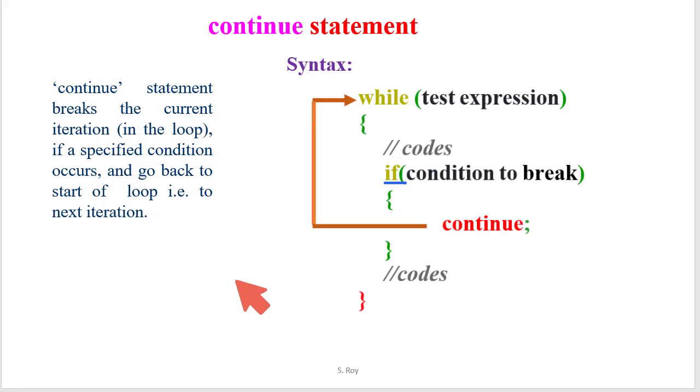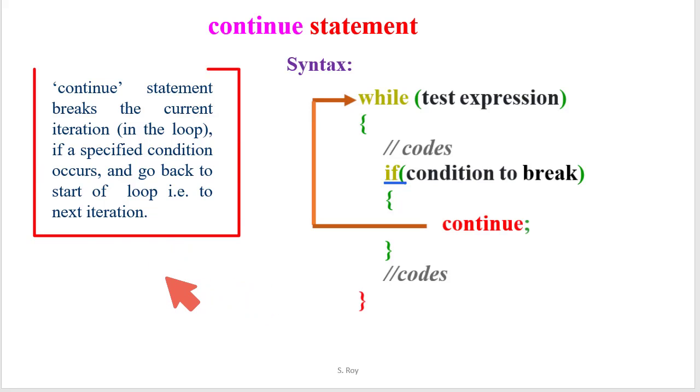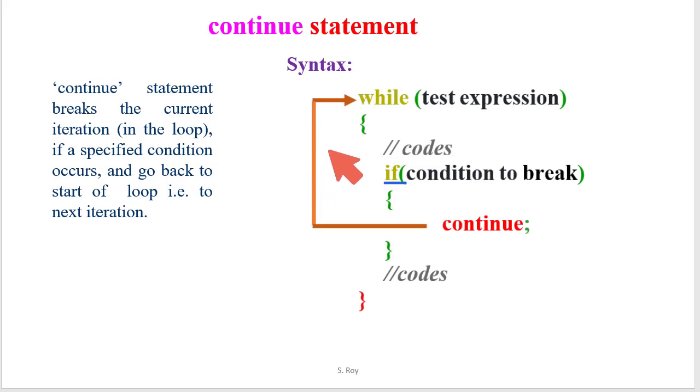Now coming to the continue statement. The continue statement breaks the current iteration in the loop if a specified condition occurs and goes back to the start of the loop, that is, to start the next iteration. This is a syntax where the continue statement has been used with a while loop.